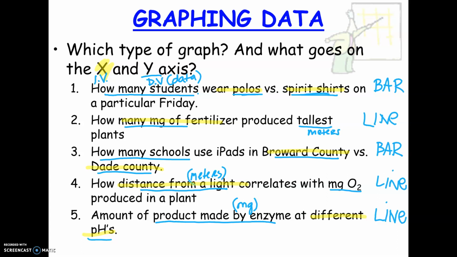And just to go back and give the y-axis a different color. So our dependent variable, our data, the number of students. For number 2, the height of the plants. For number 3, the number of schools. For number 4, how much oxygen the plants make. And for number 5, the amount of product that an enzyme makes. So that sort of breaks down our x and our y, and again, whether we should use bar graphs or line graphs in each of these scenarios.